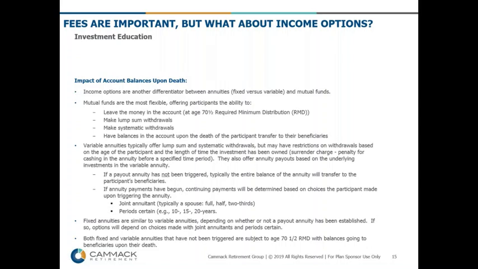Fixed annuities are similar to variable annuities depending on whether a payout has been established. If so, then the choices made when you annuitize are going to affect what the payouts are. And then the last bullet says both fixed and variable annuities that have not been triggered are subject to the 70.5 required minimum distribution. So you can't just leave the money in there. At 70.5, you do have to start taking some out.